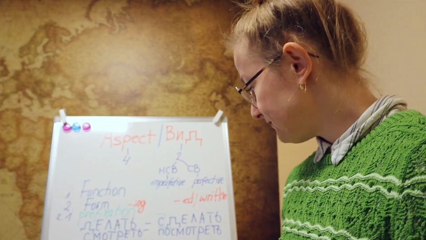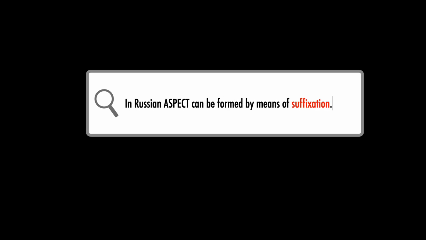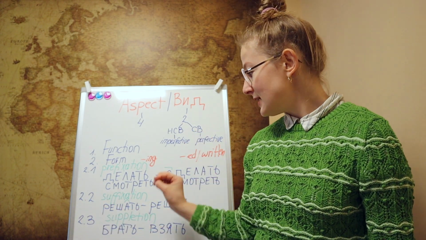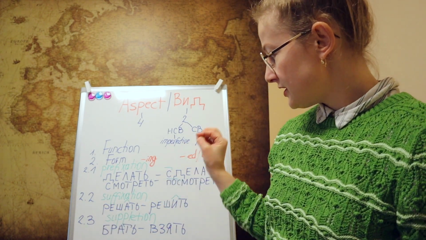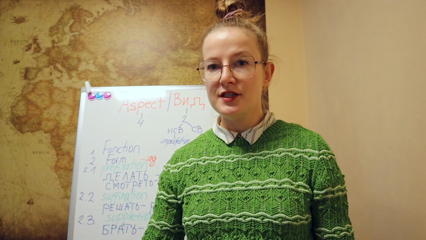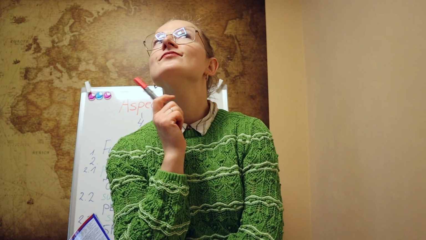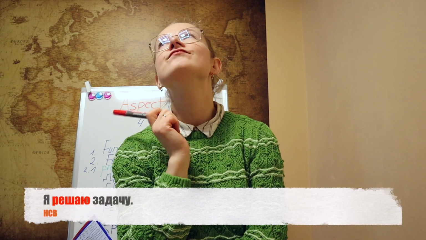Let's take a look at the second method, how we can form the aspect in Russian by means of suffixation. So this is 2.2, suffixation. And as an example, I have written up on the board решать, to solve, and решить, to solve. I told you that you know pretty much the same thing. Right, so let me give you an example. Я решаю задачу.